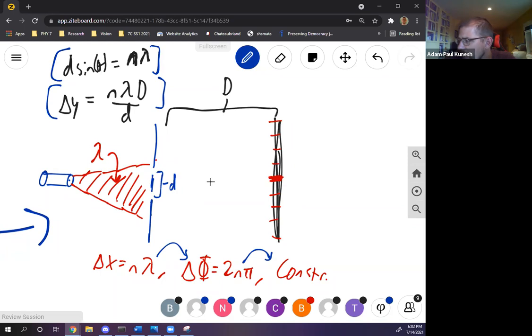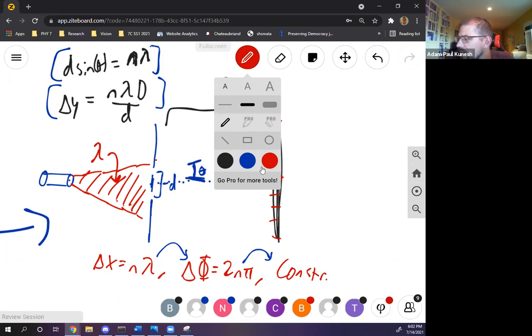Theta, which I really don't love, but I'll write down what theta represents anyway. Theta is the deviation from a straight line extending from the middle of the two slits to the wall.